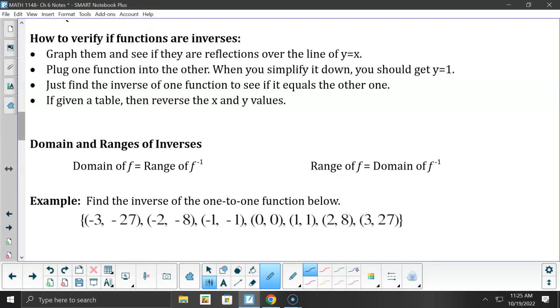The biggest new thing is going to be domain and ranges, and if you think in terms of how domain and range are impacted when you change the x and y value, the domain of f would make sense to equal the range for the inverse, because if it starts as x over here, that's going to become the new y value for my inverse. Okay?